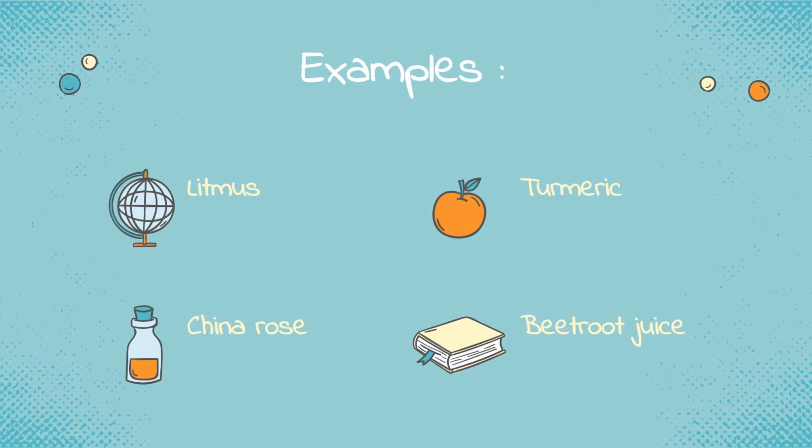Some examples of natural indicators are litmus, turmeric, China rose, and beetroot juice. For your lab, you'll mostly be using litmus, such as litmus paper, which are strips of paper that change color depending on whether you use an acidic solution or a basic solution. Of course, if you want to try it at home, then you should probably use turmeric since it is easier to find, right? So now let's learn about these in more detail.